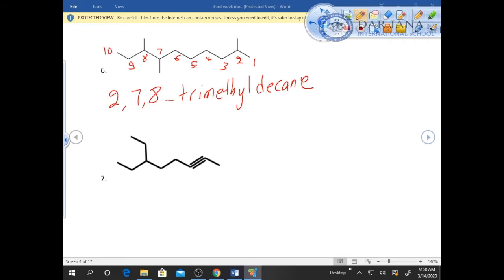Molecule number 7, this molecule is an alkyne because it contains a triple bond. So start numbering for sure from the end that's near the triple bond. So the parent chain here is called octyne, and there is an ethyl group on carbon number 6, so it will be 6-ethyl-2-octyne.